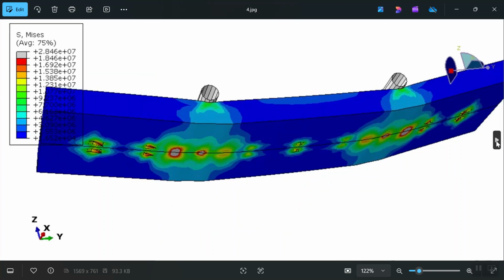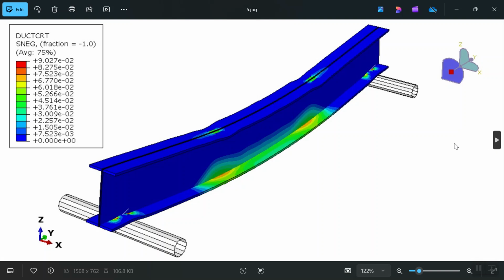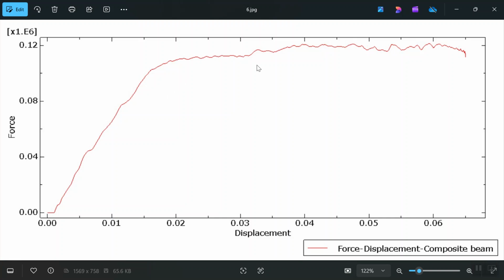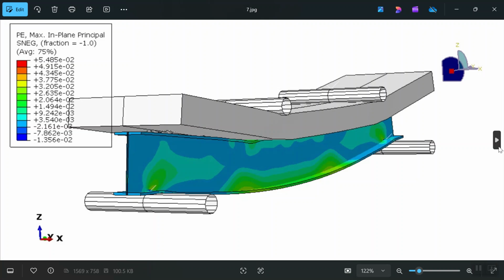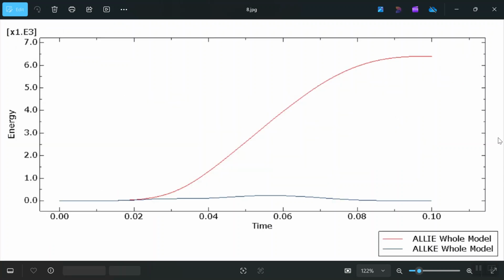And then we have Mises stress for this. For this, we have ductile damage. Ductile damage happens about 10% at the middle load locations. And then the force displacement diagram for this composite beam is about 120 kilonewton. For this here, this is the maximum. And then we have plastic strain. And to prove that our model is a quasi-static model, you can see the kinematic energy and the internal energy.